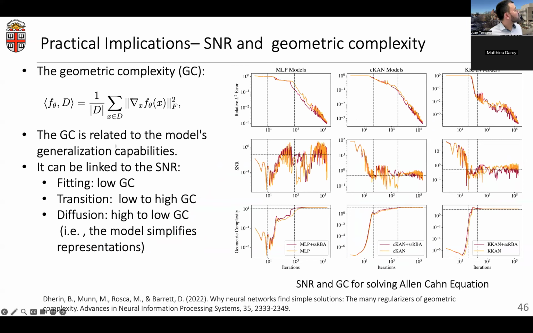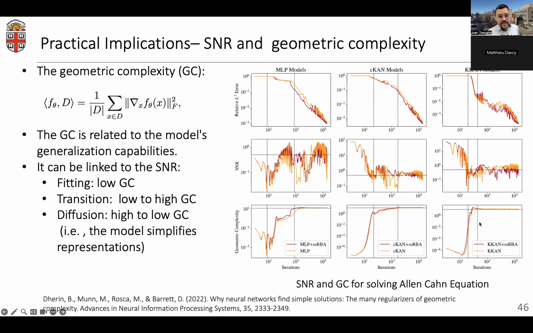This is geometric complexity. How is it defined? It's just like I said, like the Dirichlet energy: take the gradient with respect to your inputs and then take the Frobenius norm. And it can be linked to the generalization capabilities. It can be linked to the SNR. You see that you start with low geometric complexity, and that's true for all the cases. And then as you are in this stage, the complexity increases. So your model becomes more and more complex until it's able to be as complex as it needs to be to give you information about the model.